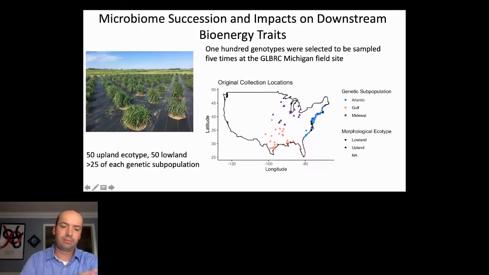Okay, thanks. We conducted this experiment where we had microbiome succession over a field season, where Acer collected from 100 different genotypes from this diversity panel at 5 different time points, up at our GLBRC field site in Michigan, but also at a couple of other field sites in the southern and central United States. We were interested in how the microbiome communities change over time, but also how this will impact downstream bioenergy traits like deconstruction and conversion. That work is still ongoing, but I can tell you about our results from the microbiome work so far.